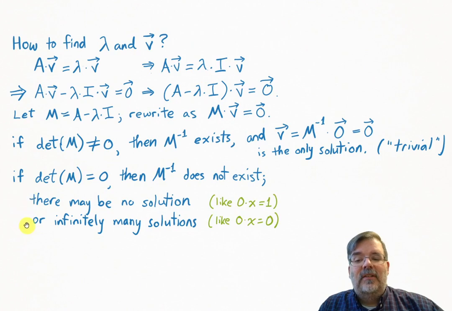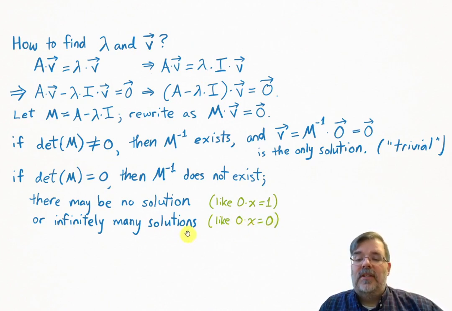As we've seen when we try to solve linear equations, there's either one solution, no solutions, or infinitely many solutions. And I like to remember this by making an analogy with standard algebra. Something like the equation 0 times x equals 1. This 0 does not have an inverse, and this equation has no solutions. But in this equation down here, 0 times x equals 0, this 0 does not have an inverse, but there are infinitely many solutions.